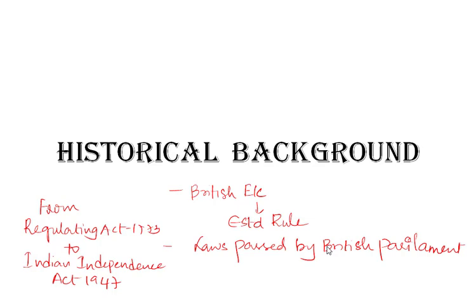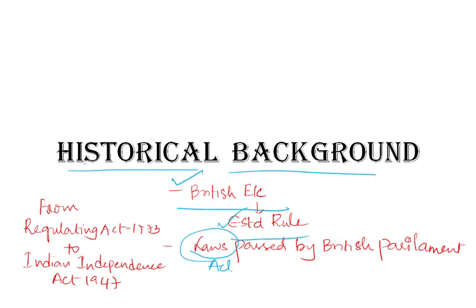Hello students, from today onwards we are starting the polity session, and in polity we will deal with the historical background. So what is this historical background? It is about how the British East India Company came to India and established their rule, and what are the acts enacted or passed by the British Parliament, starting from the Regulating Act of 1773 to the Indian Independence Act of 1947. Each and every act and its features will be discussed in this session.